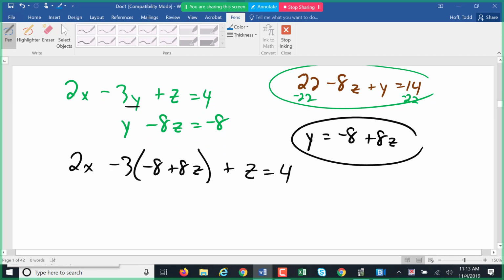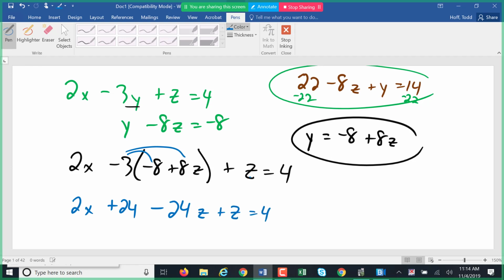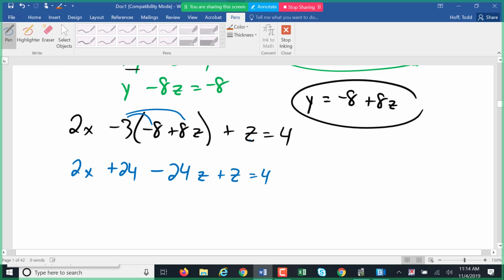So this is going to give us 2x. Negative 3 times negative 8 is a positive 24. Negative 3 times 8z is negative 24z. Plus z equals 4. Combining, we got the 2x. I'm going to subtract 24 from both sides. Negative 24z and positive 1z is negative 23z. 4 minus 24 is negative 20.